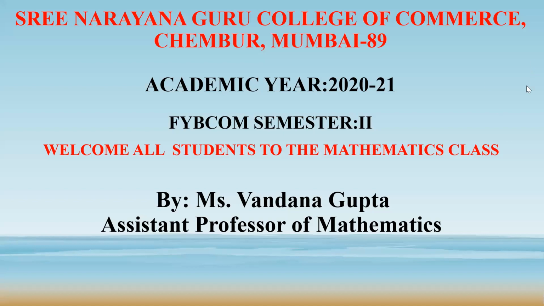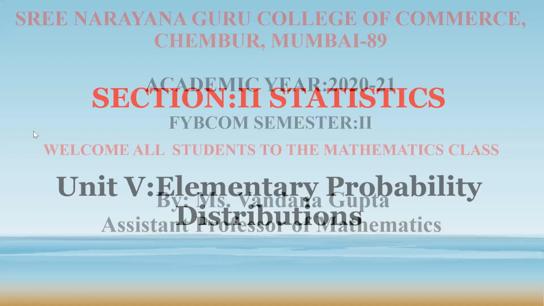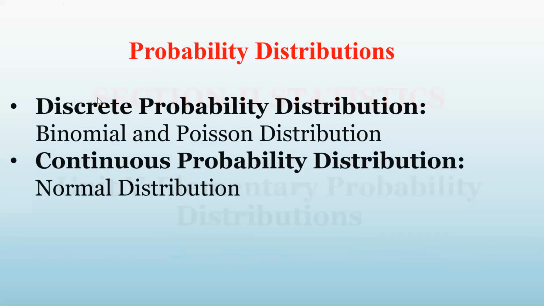So we are in our last topic of the last unit. That is Unit 5, Elementary Probability Distribution. In that, we have seen two types of probability distributions, discrete and continuous. In discrete, there are two kinds of probability distribution which we have learned, that is binomial and Poisson. In continuous, you have to study only normal distribution.